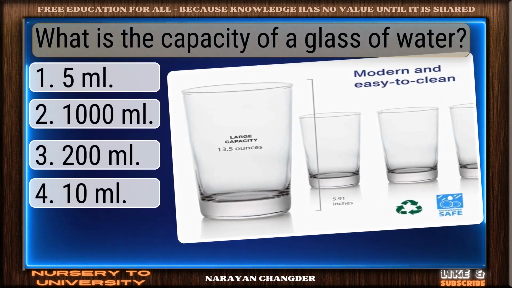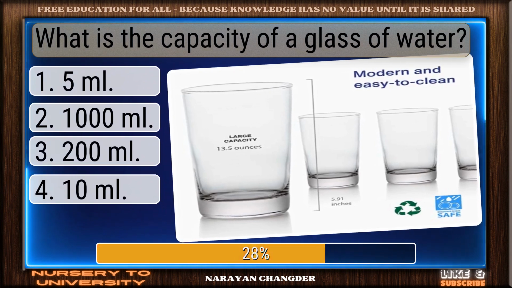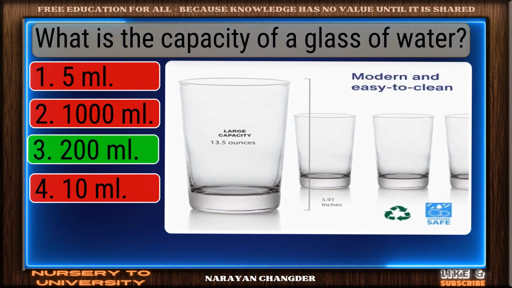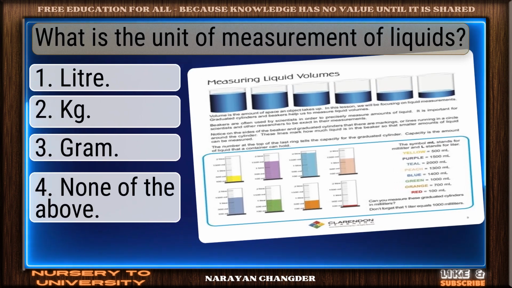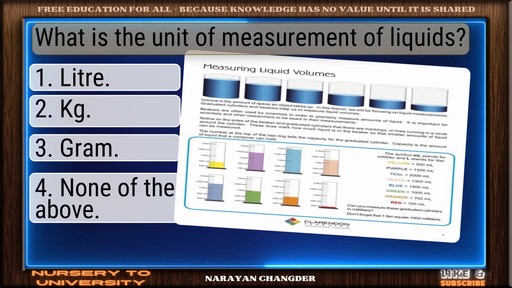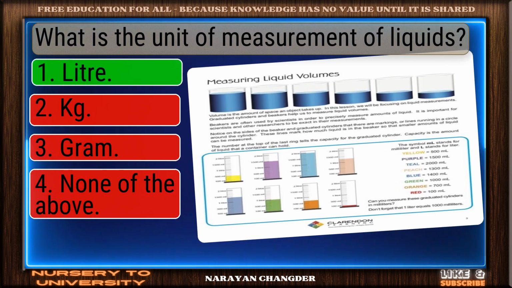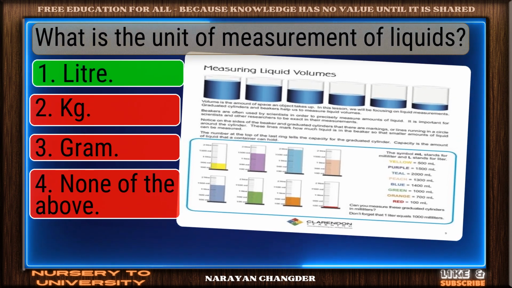What is the capacity of a glass of water? Strong choice. 200 ml is the right answer. What is the unit of measurement of liquids? You chose liter, and it is correct.